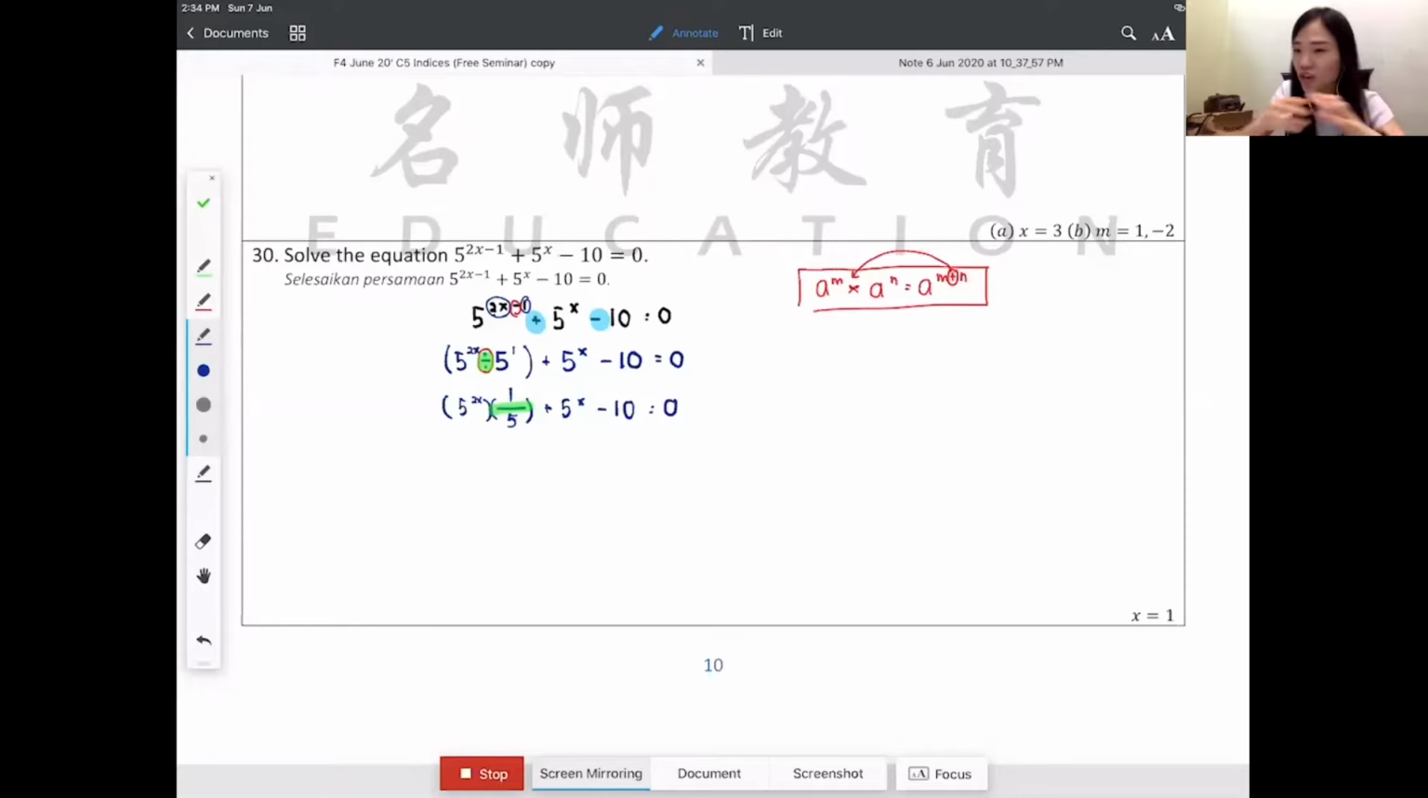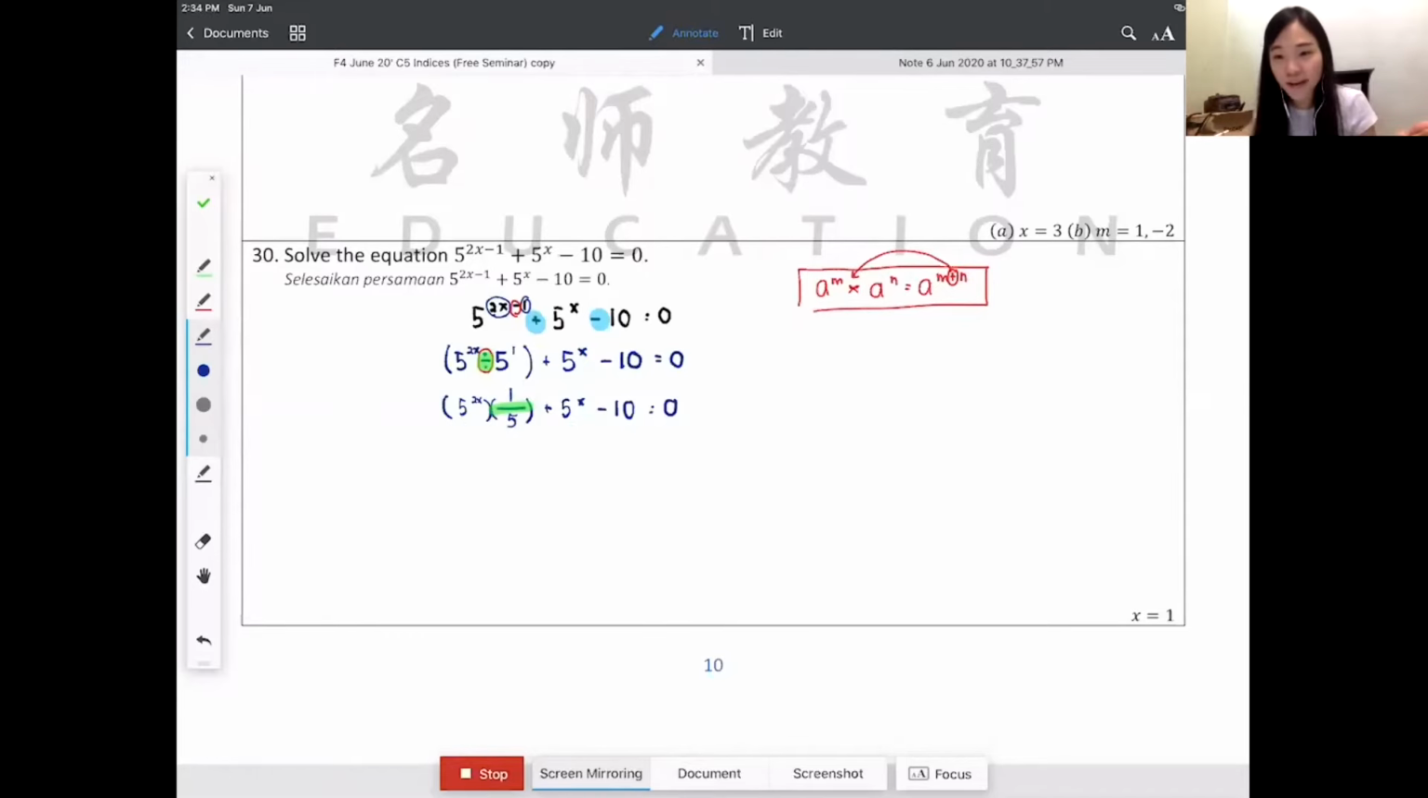Because do you realize, not all the questions you do, when this one is 5 power x, this one is 5 power x. They are the same base, right? That's why you can factorize out, correct? But hello, this time it is not the same, okay? Not the same, called a different base.